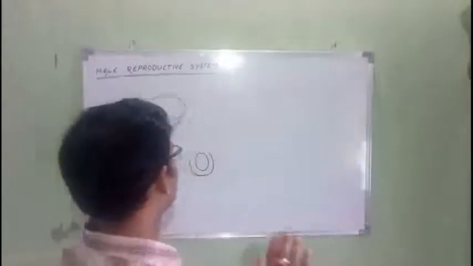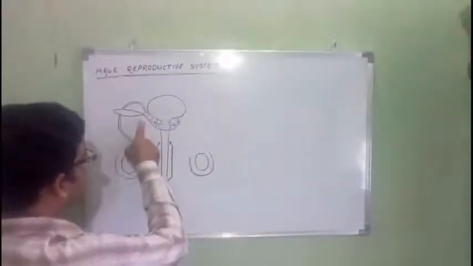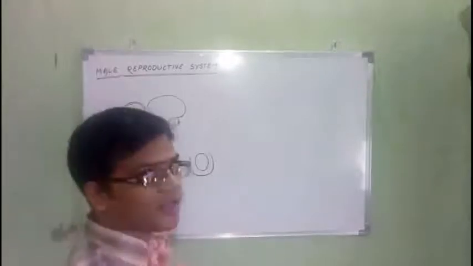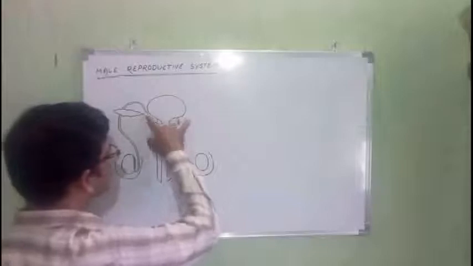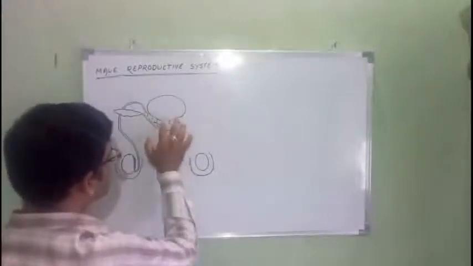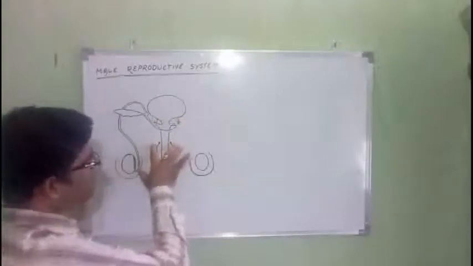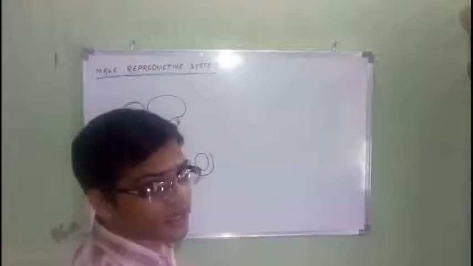I am just telling you about some glands that are present, such as the seminal vesicle gland. Two seminal vesicle glands are present. One prostate gland is present just behind this area. Then here is one pair of Cowper's glands. Cowper's gland can also be called the bulbourethral gland.